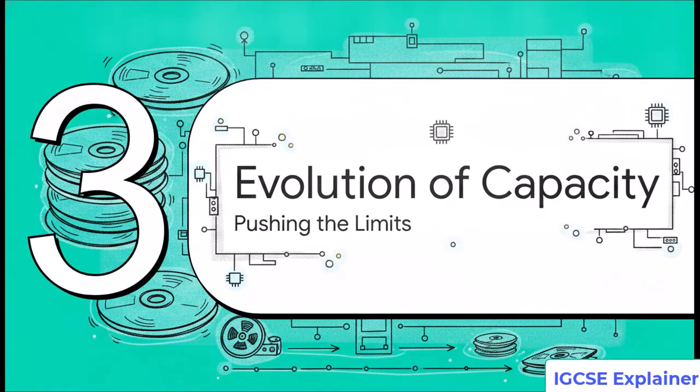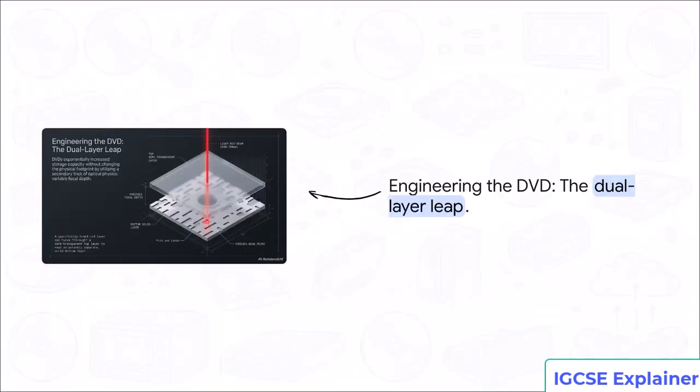Section 3. The evolution of capacity. As computers grew more advanced, we naturally needed to store vastly more data, but the physical disk couldn't get any wider. So to engineer the DVD and get exponentially more storage, they used a secondary trick of optical physics, variable focal depth. A DVD utilizes a dual-layer system. A specifically tuned red laser can actually focus through a semi-transparent top layer of data to read an entirely separate solid bottom layer.